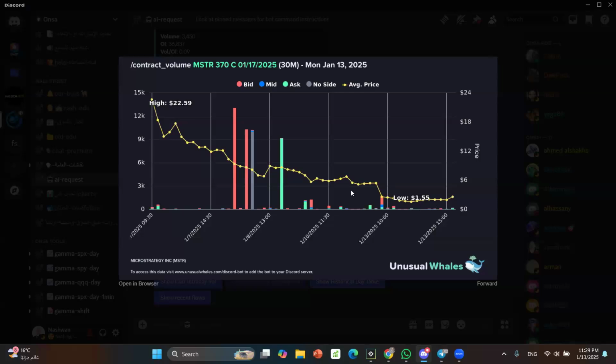So the whales already sold over there, they sold 12,000 contracts. The price there was around $9, and the price now is $1.55. So they have already made around 90% of it. In this chart, you can get more details about when exactly it happened and what happened.